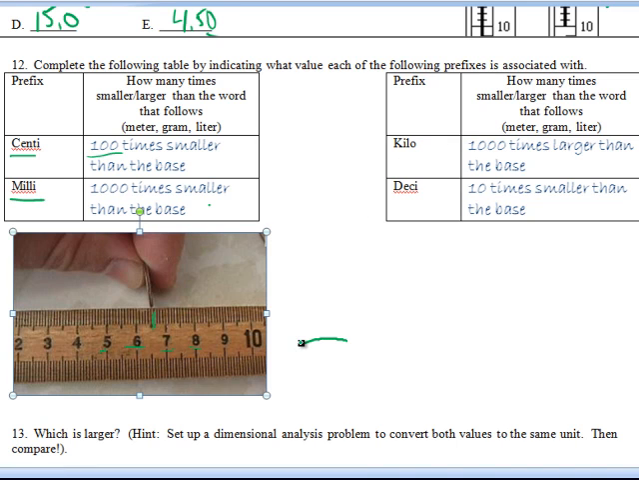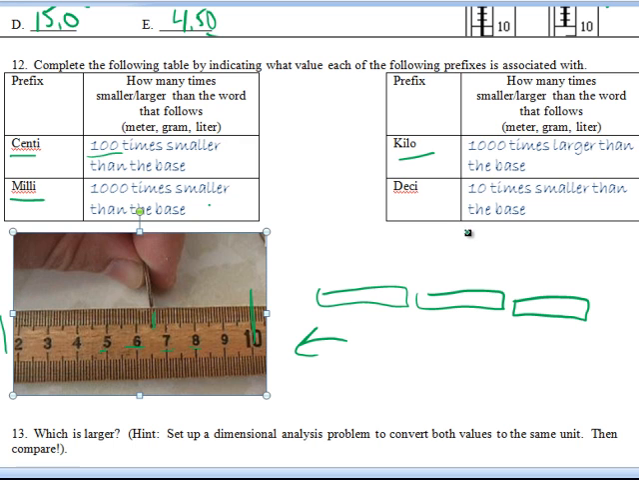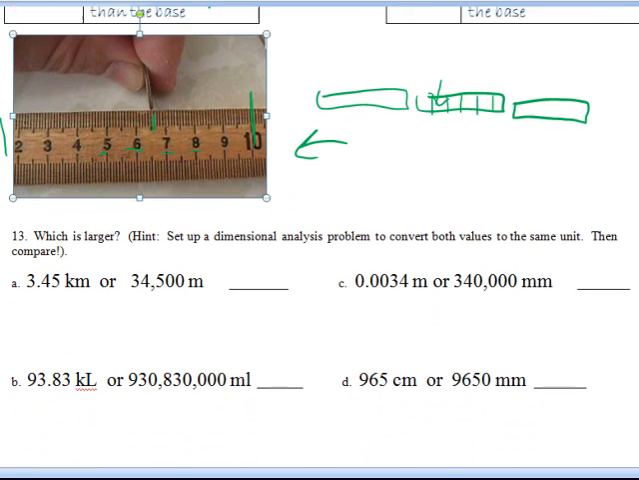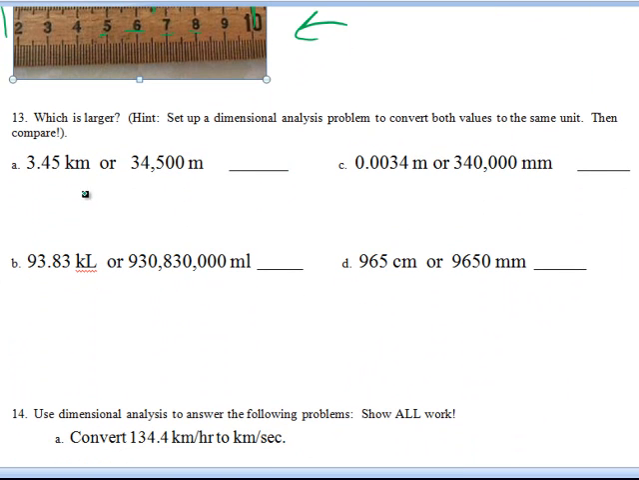Kilo, if you put 1,000 of these meters together, meter after meter after meter, you got 1,000 of them, that's your kilometer. And deci is, see where this 10 is? If you could trace that all the way back to the 0, that's a decimeter, a tenth. So if you took your whole ruler and divided it into 10 sections, each one is a decimeter. So know your prefixes, know what they mean, know if they're bigger than the base unit or smaller than the base unit, and then be able to do conversions. So if I said which is bigger, 3.45 kilometers or 34,500 meters, you should be able to do some comparisons using dimensional analysis.